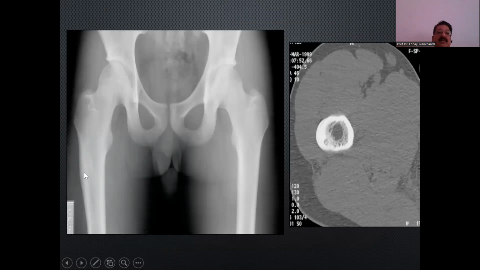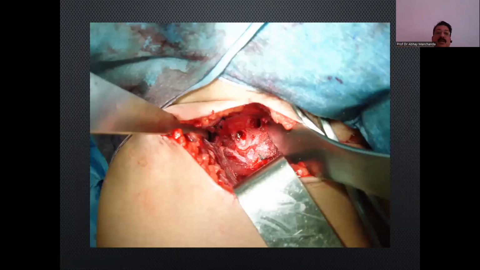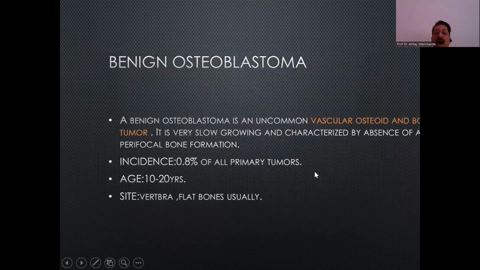In this X-ray, you can see an osteoid osteoma on the lateral part of the upper part of the femur. There is dense sclerosis as compared to the other part. And in the CT scan, you can see there is a lytic lesion, which is osteoid osteoma. The same intraop. This is the lesion which has been removed. So that was osteoid osteoma.